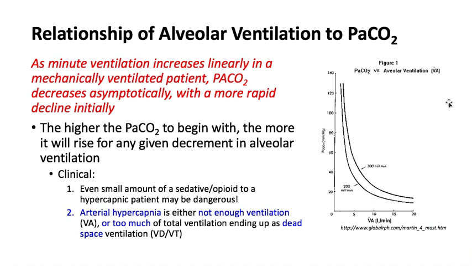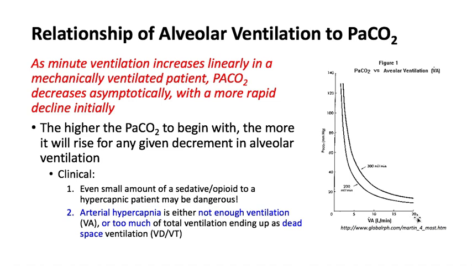The next keyword is the relationship of alveolar ventilation to arterial CO2. A gap in knowledge on the entrance exam was that as minute ventilation increases linearly in a mechanically ventilated patient, PCO2 decreases asymptotically, with a more rapid decline initially. That is a bunch of words basically stating what is shown graphically on the far right. On the y-axis is PaCO2, arterial CO2, and on the x-axis is alveolar ventilation.